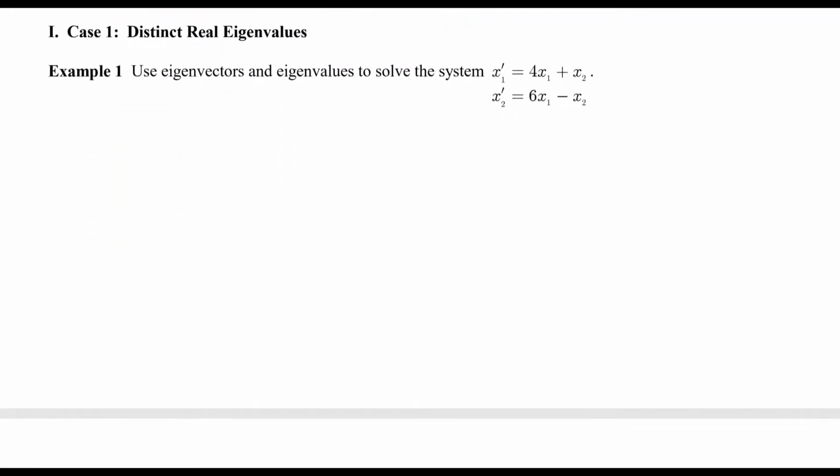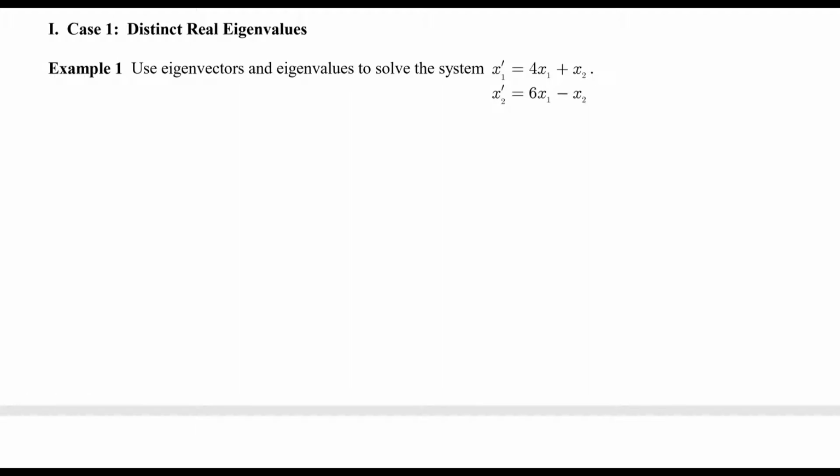Now, as we did with single differential equations, we're going to have a couple of cases to consider for our eigenvalues. Recall the nature of the roots of the characteristic equation, which we previously called r, determined the form for the solution. That's going to be true here as well. So we're going to consider two cases: distinct real eigenvalues and complex eigenvalues.